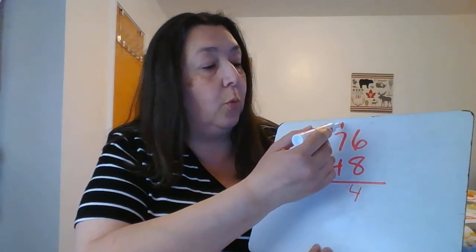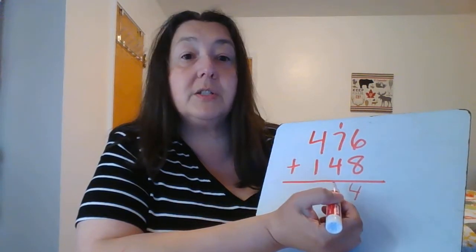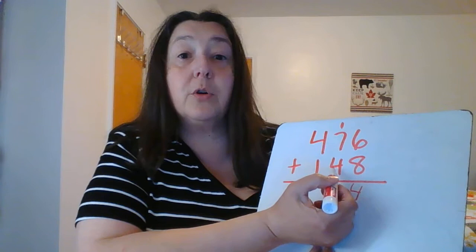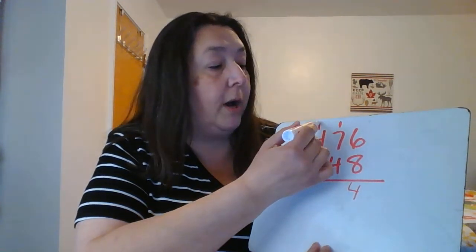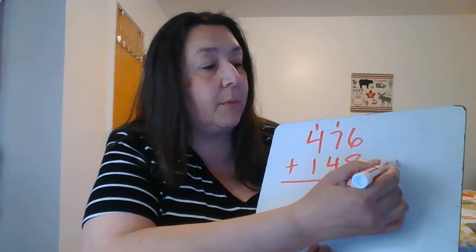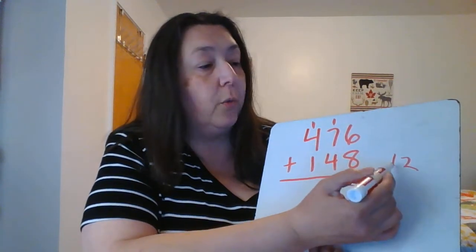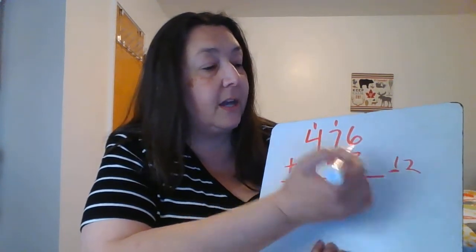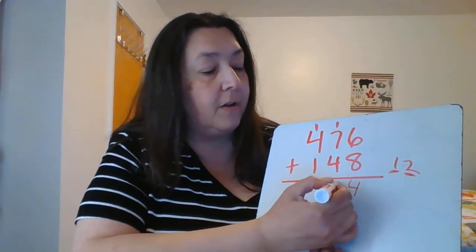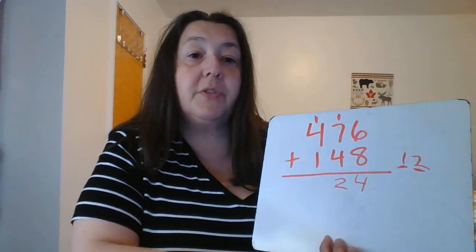So I'm going to have 1 plus 7, which is 8. 8 plus 4 is 12. I'm going to put my 1 from my 12. Remember the number 12 looks like this. The 1 is going to go on the 100 side. That 2 is going to be part of my answer. So I'm going to put that there.